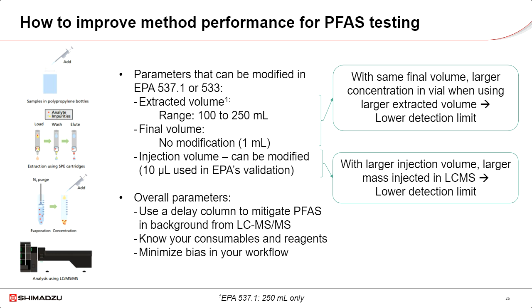EPA methods 537.1 and 533 have some parameters that cannot be modified. For example, the sample volume to be extracted in 537.1 cannot be changed. But in 533, you can do it. It has to be between 100 and 200 mL. The final volume of the extract after the concentration with nitrogen cannot be modified. It's always 1 ml.